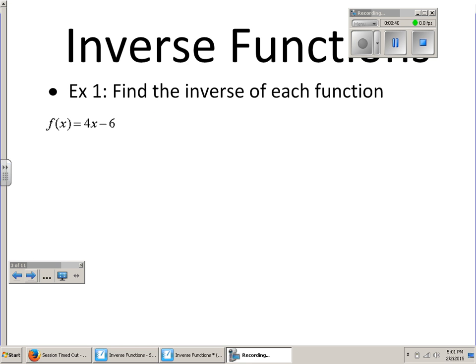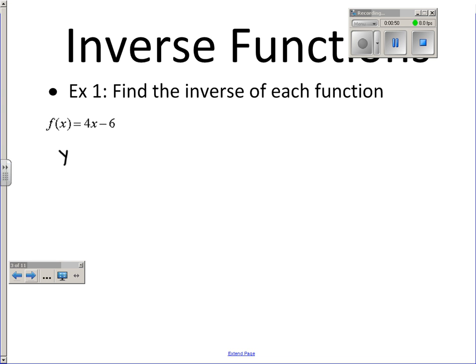We have f of x equals 4x minus 6. First step is to change f of x to y. Then I want to switch x and y. And now I want to solve for y. Here I'm going to add 6. That'll give me x plus 6 equals 4y. And I'm going to divide by 4.